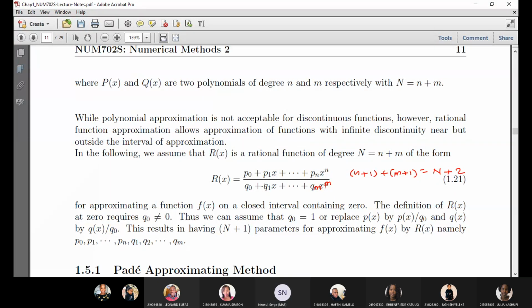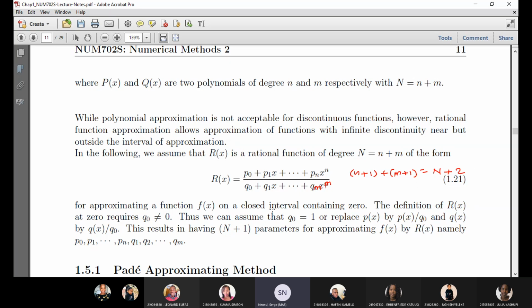So we can assume that it's non-zero. And if you assume that it's non-zero, it means that this Q0 is non-zero. Therefore, we can factor by Q0 in the numerator and the denominator and cancel out. In that way, you are reducing the number of unknowns in the denominator by 1. Therefore, instead of having n plus 2 unknowns, you will be reduced to n plus 1, which is not negligible.